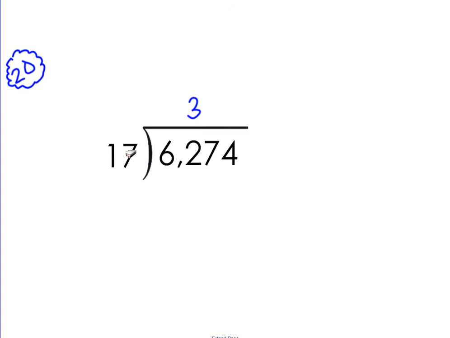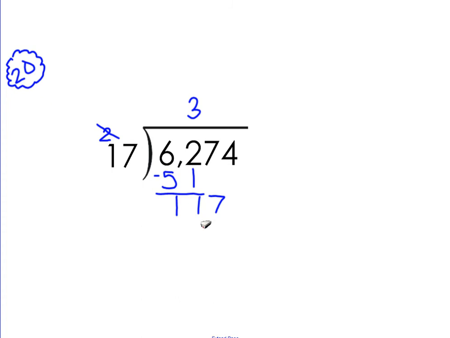3 times 7 is 21. So watch how I write the 21. I'm going to put the 2 regrouped and the 1 from 21 over here. So it's 21, and that's how I've written it. 3 times 1 is 3, plus the 2 I regrouped in is 5. So now I'm going to subtract, and I get 11 and bring down the 7. Since I'm done using this regroup number, I'm going to cross it off so I don't use it again.